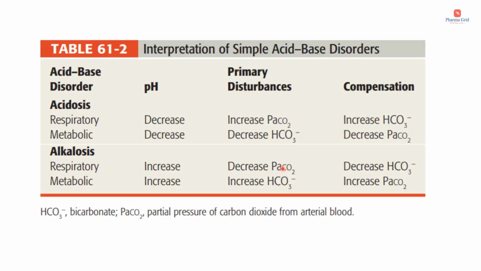Again in this slide I have included one more diagram for simplifying the interpretation of acid-base disorders. These acid-base disorders are classified as mainly acidosis and alkalosis, and under acidosis there will be respiratory and metabolic. Respiratory means related to the partial pressure of carbon dioxide level, which is considered as the body's acid, and metabolic means related to the bicarbonate level, which is considered as the body's base. Acidosis means pH level will decrease and alkalosis means pH level will increase. And here you can see the primary disturbances related to each acid-base disorder and what all are the compensatory mechanisms.